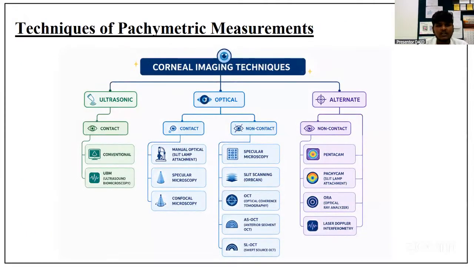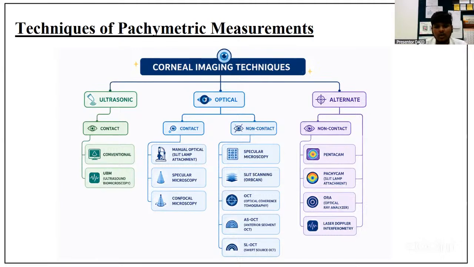The techniques of pachymetry measurement are ultrasonic, optical, and alternate. In ultrasonic, the methods are conventional and UBM. UBM is nothing but ultrasound biomicroscopy. In optical, we have two types, contact and non-contact.